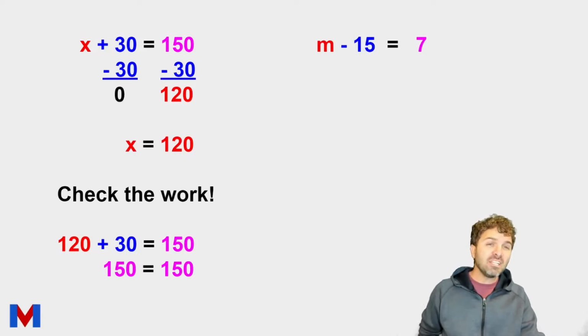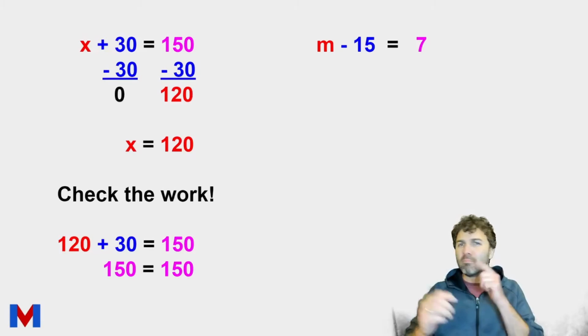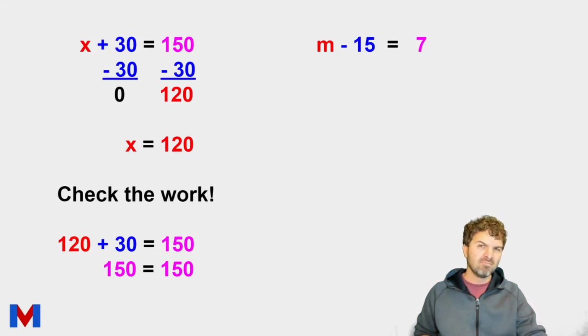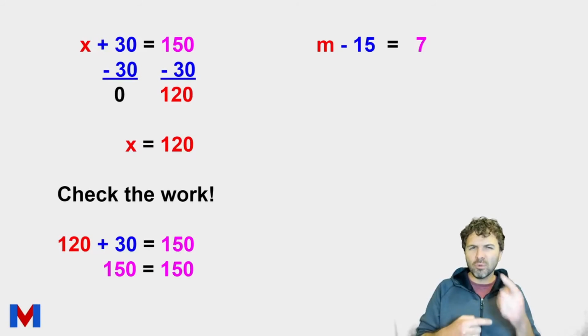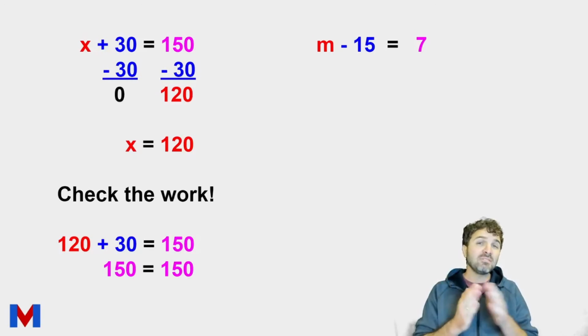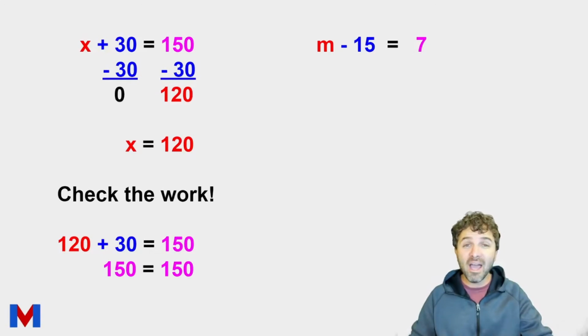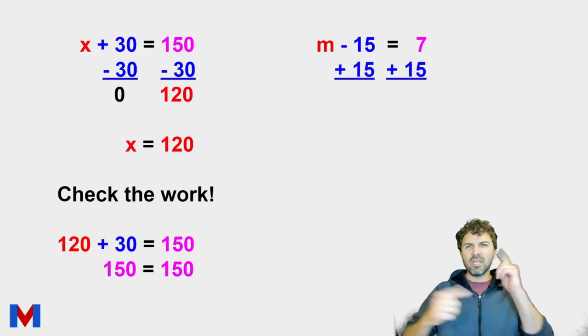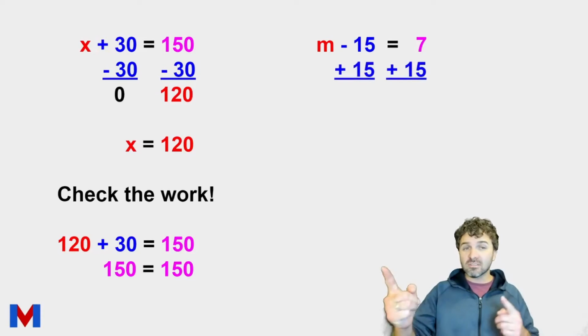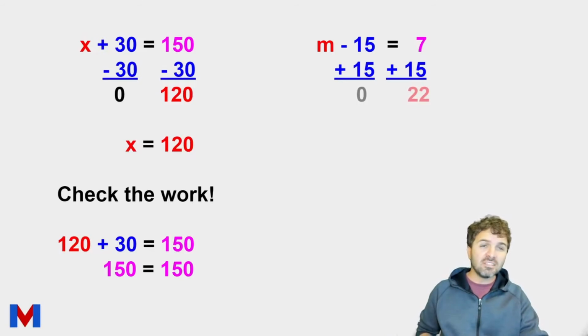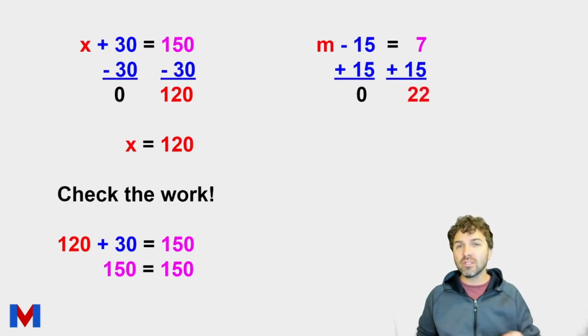We've got m minus 15 equals 7. So what number minus 15 is 7? Again, we're trying to get rid of that minus 15 because we don't know what number we're starting with. To get rid of it, we do the opposite, or inverse, operation. The opposite of subtract is to add. So we're going to add 15. And because they're equal, we do the same thing on both sides. So negative 15 plus 15 is 0, and 7 plus 15 is 22.